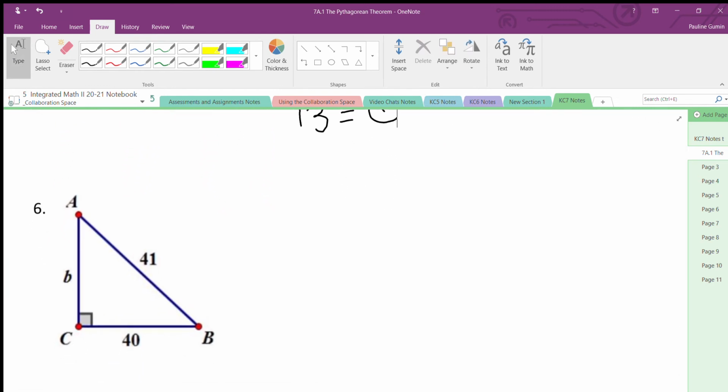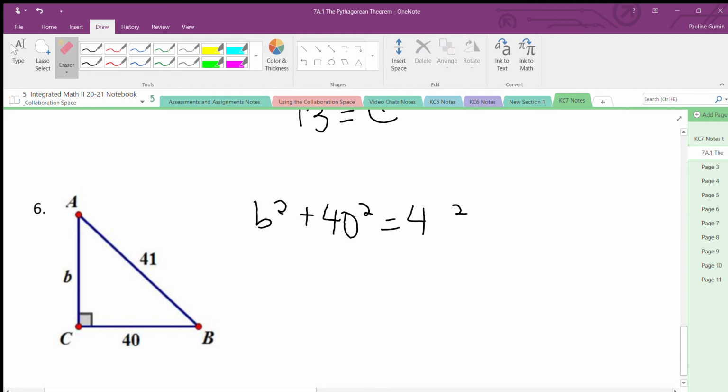Let's go down to 6 to see another one of these Pythagorean triples. Then we'll do number 5. Okay, so we have b squared for one of our legs, 40 squared for another, and 41 squared for our hypotenuse. Beautiful. All right, let's simplify.